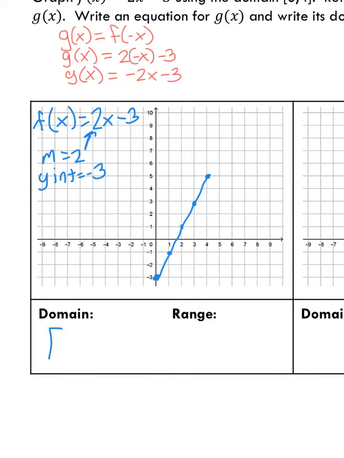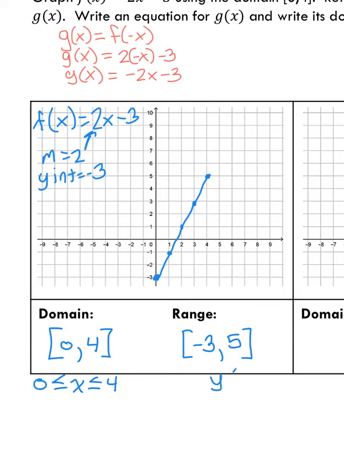Our domain, we can touch the 0 and we can touch the 4. So I'm going to use brackets. In our range, our minimum is negative 3 from a y perspective, and our maximum is positive 5. And I could touch both of those, so I'm going to be using brackets. Actually, why don't we just take a moment and write this in inequality, just so that we can put some meaning to this. So this is saying x is less than or equal to 4 and greater than or equal to 0, and y is less than or equal to 5 and greater than or equal to negative 3. So we're talking about min-max.